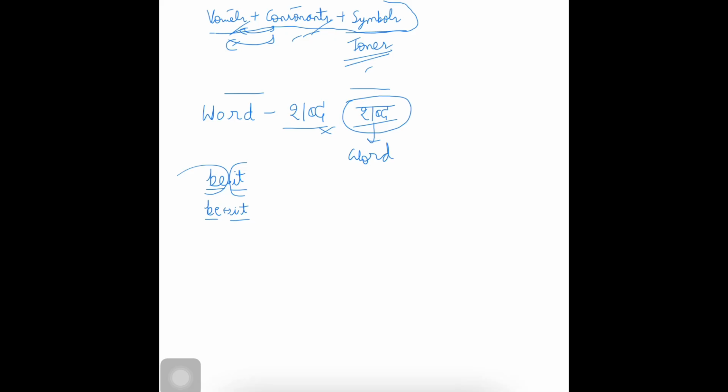So if someone checks the English language, this will be regarded as correct and this will also be regarded as correct. So the only differentiating factor between two words is the gap between the two words. On the other hand, in Hindi, the gap is important as it is in English, but along with the gap, this horizontal line is also very important.